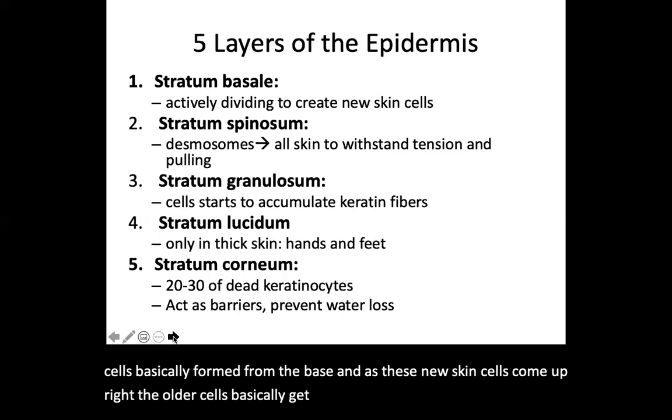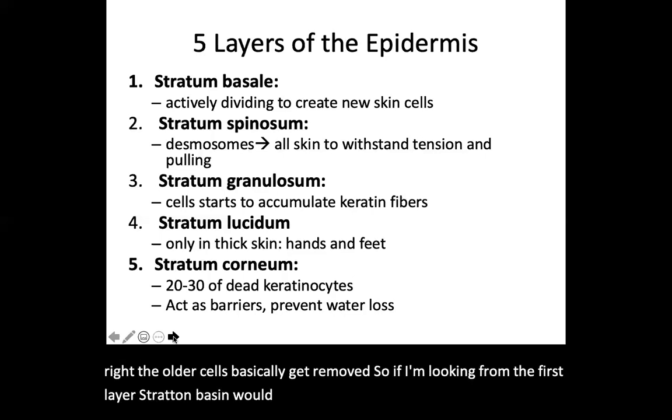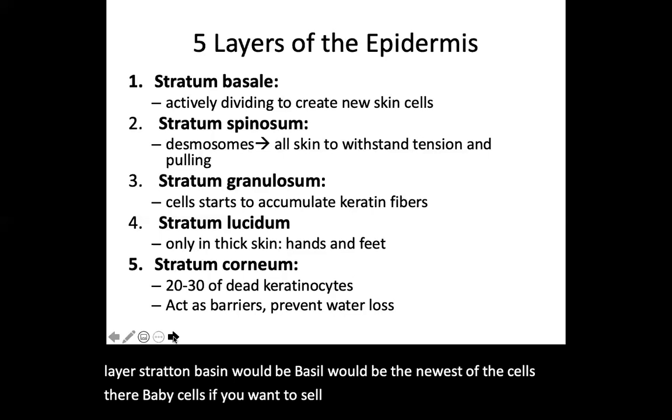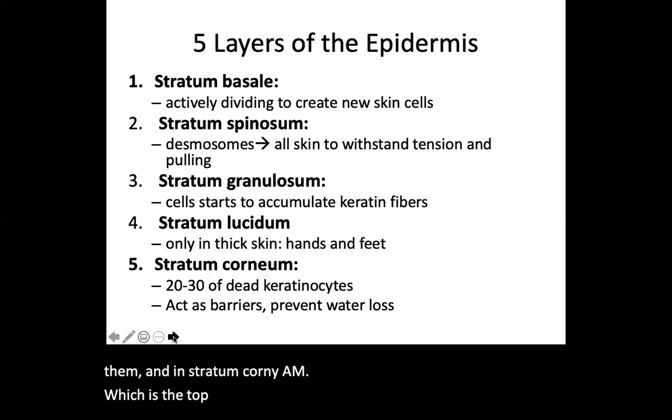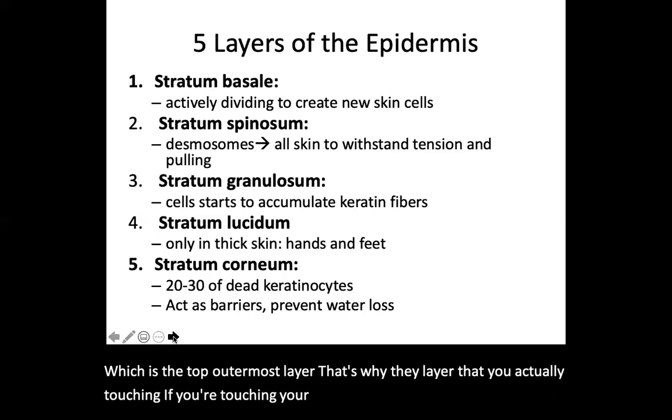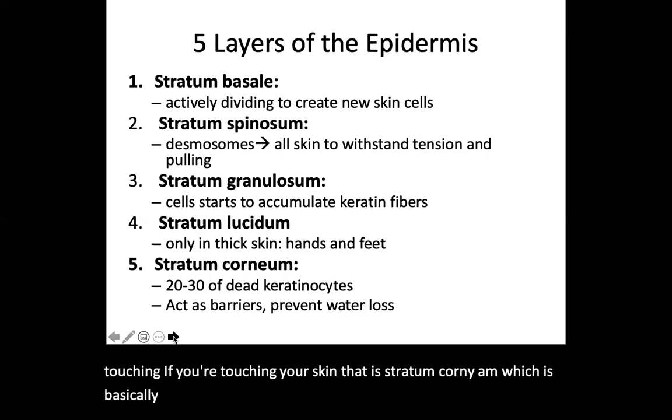So if I'm looking from the first layer, stratum basale would be the newest of the cells, the baby cells, if you want to kind of simplify them. And the stratum corneum, which is the top outermost layer, the layer that you're actually touching if you're touching your skin, that's the stratum corneum, which is basically dead skin cells.